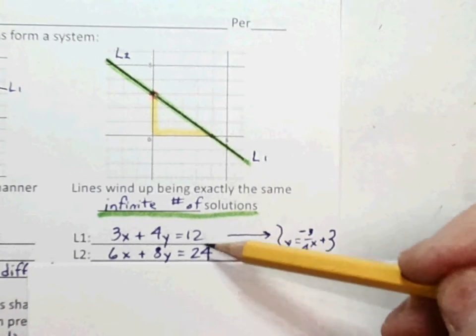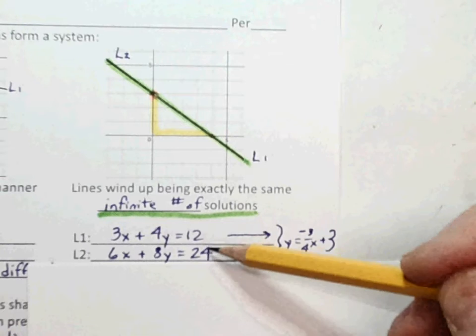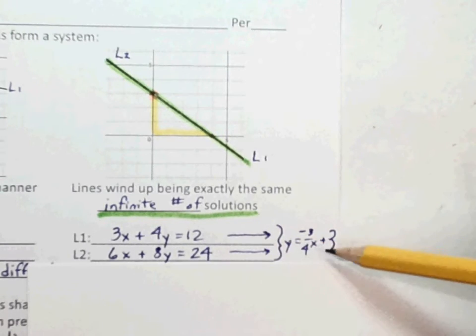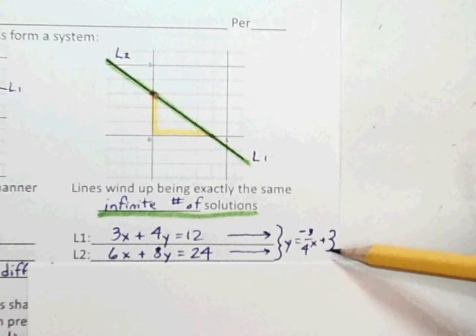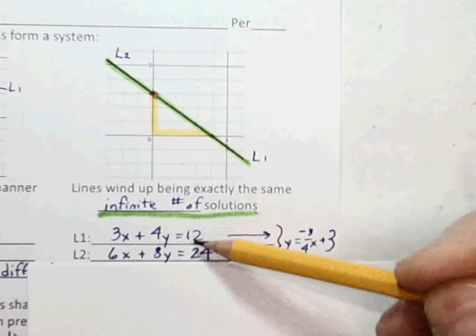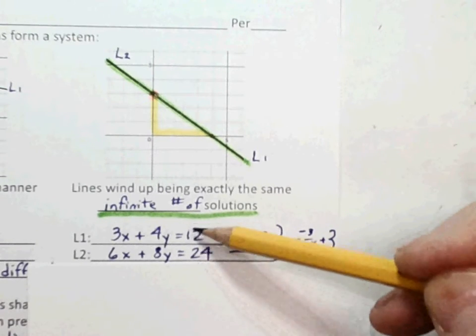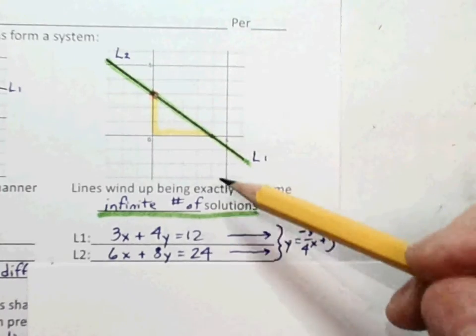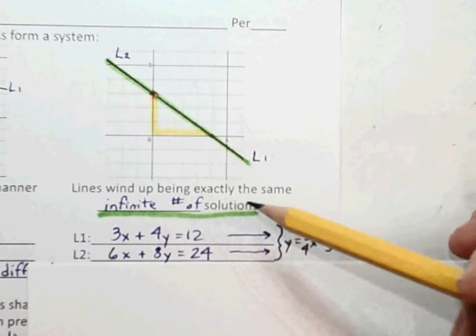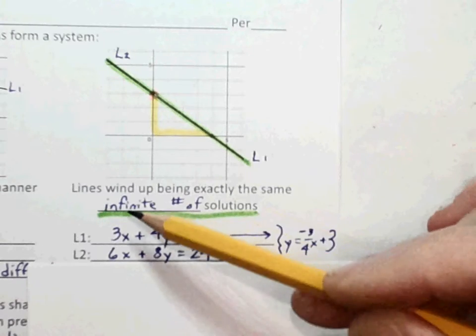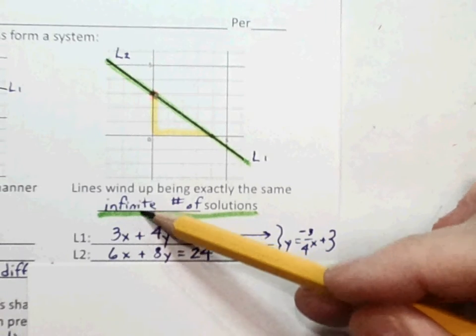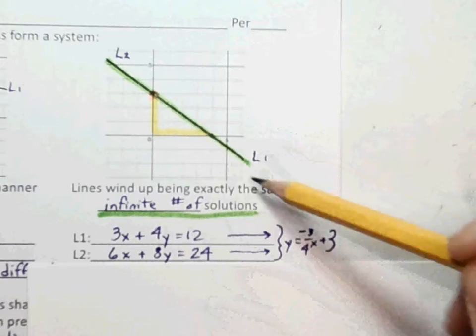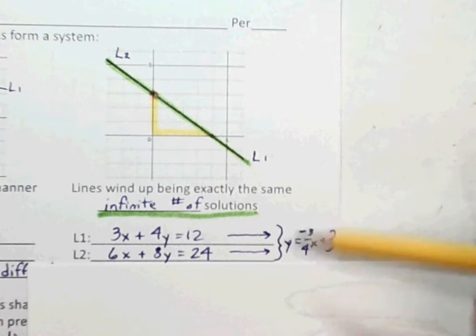You notice the equations are different. But if I solve both of them for y, they wind up giving me the same thing. So you may have a system made up of two equations that wind up being the same line. If that happens, you have an infinite number of solutions. Infinite, I-N-F-I-N-I-T-E. Infinite number of solutions.